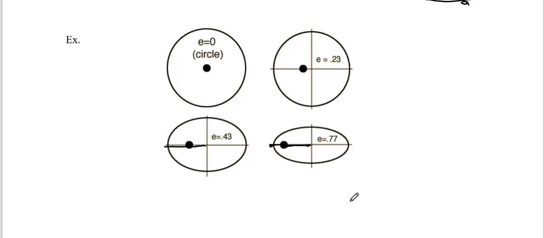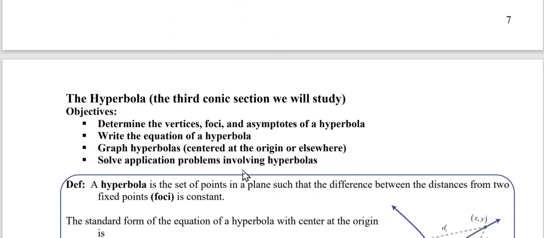That wraps up our study of ellipses. Now that we have written equations of ellipses, seen applications of ellipses, graphed ellipses, our next conic section that we are going to study will be the hyperbola.